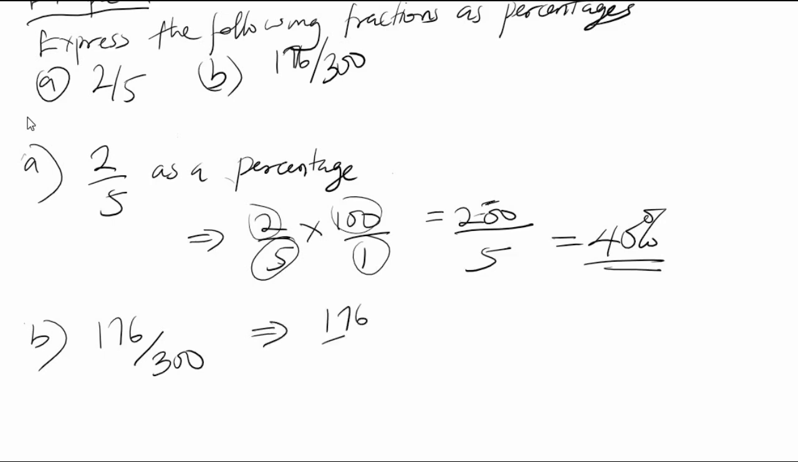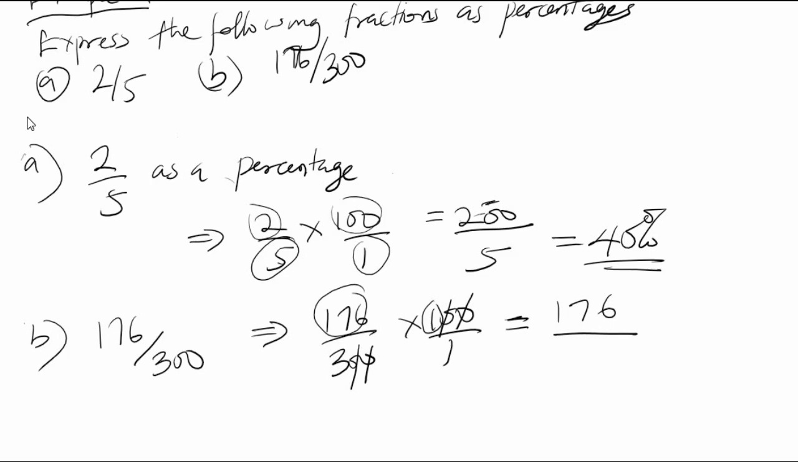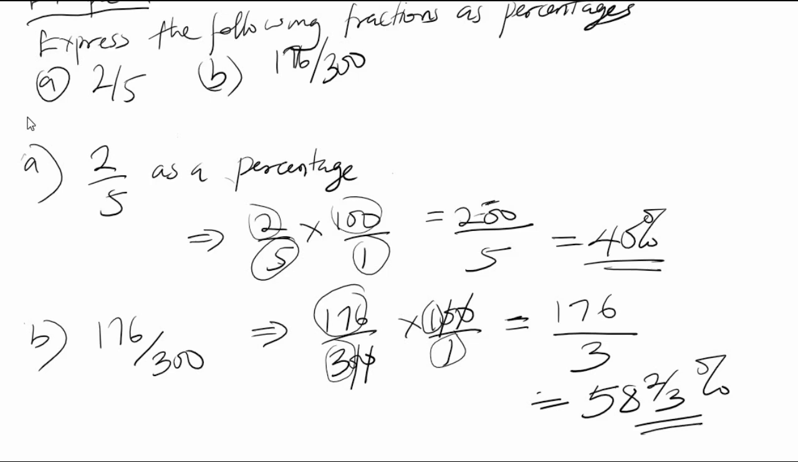B, 176 divided by 300. As a percentage, it will be 176/300 times 100/1. This 0 will cancel out this 0. So what will be remaining is 176 times 1, which is 176, divided by 3 times 1, 3. 176 divided by 3 is 58 with a remainder of 2, which is 58 whole 2/3%.